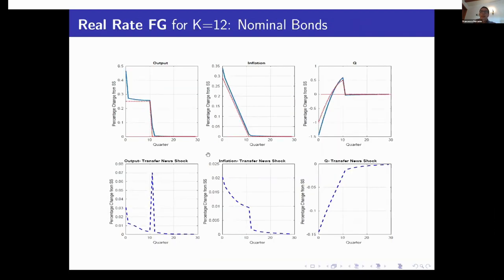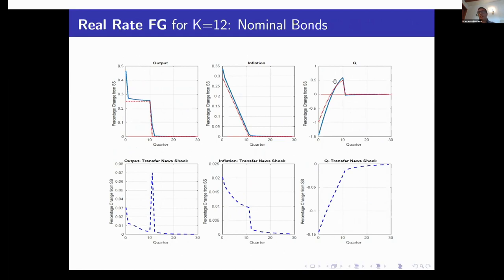Next, move to nominal bonds. So this is the same experiment that we ran before, a fixed real rate which declines in period 12. What we have here though is a big jump at the beginning, and this is due to two effects. First of all, inflation goes up, and debt is nominal. So we have a debt deflation channel that pushes up the consumption of borrowers, who have a higher MPC.